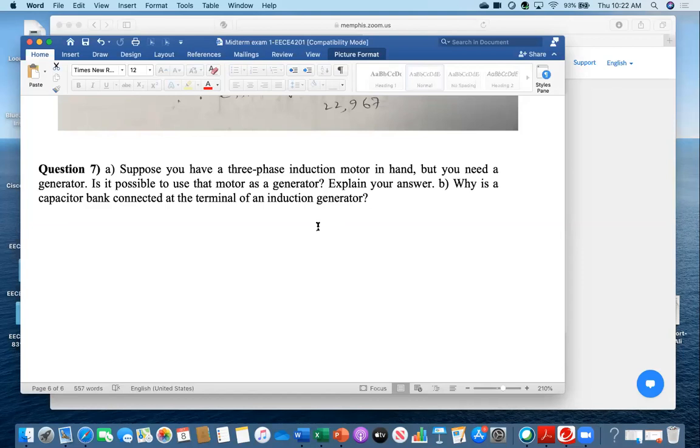In order to maintain that rated voltage and rated power at the terminal, or in other words, to compensate the reactive power which is required for the machine operation, you have to connect a capacitor. That capacitor will improve the power factor and it will maintain the required voltage. That's why a capacitor is always connected at the terminal of the induction generator. So many of you have written properly, but please note down this one.